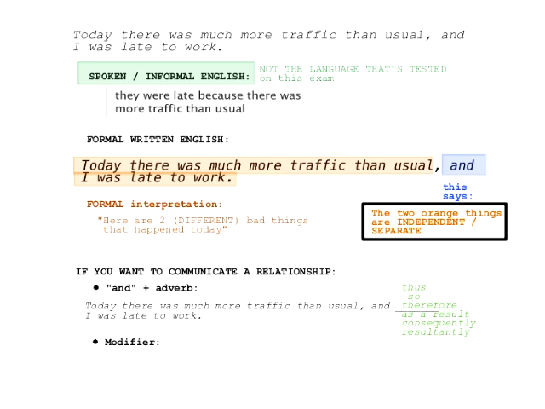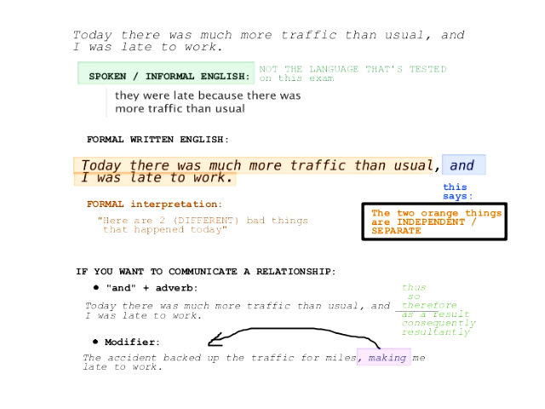You could have something like, the accident backed up the traffic for miles, comma, making me late to work. So you know how comma ING works, or at least you should be basically familiar with it. When you have comma ING, what we're doing is giving some sort of description of the whole main action that came before. So by backing up the traffic, the accident ultimately made me late for work. And that's cause and effect; a modifier conveys that sort of thing.